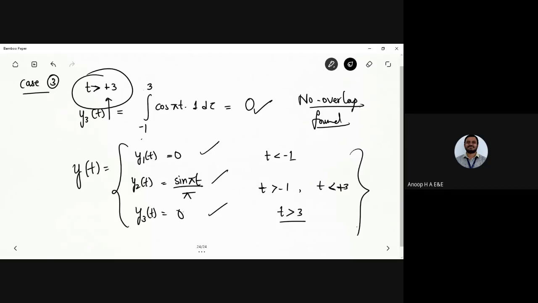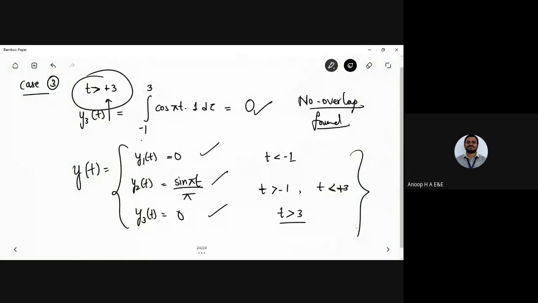Now you can cross check your answers. At t = -1, y1 of -1 will be equal to 0, and the other one, y2 of -1, will also be equal to 0. So cross verifying that at that particular instant of time, the output of the signal is 0. That's how you can generally find out whether the answer you have got is right or wrong. Any doubts in this problem?